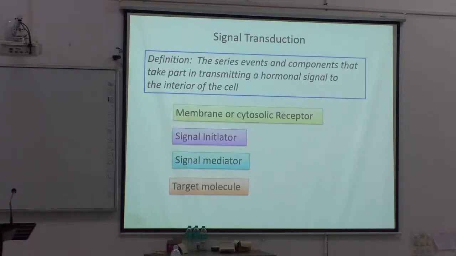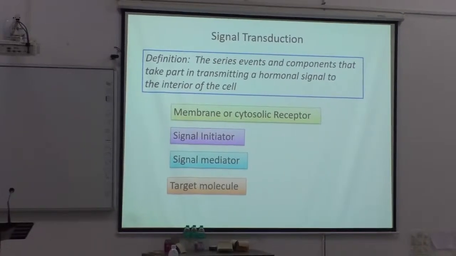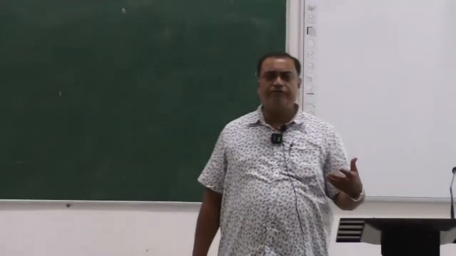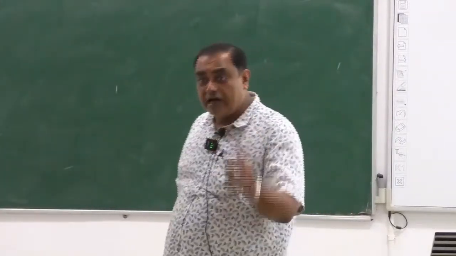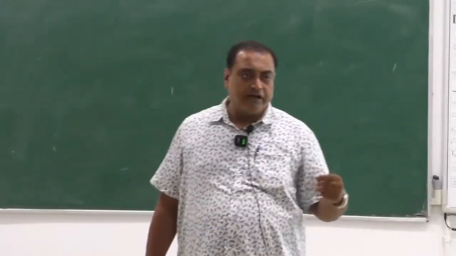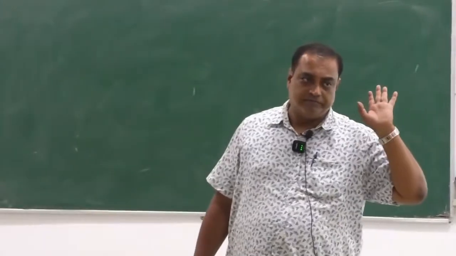Now, how do they act? The series. Signal transduction. What is signal transduction? The series of events taking place inside the cell. Where? Target cell. After the hormone reaches there.